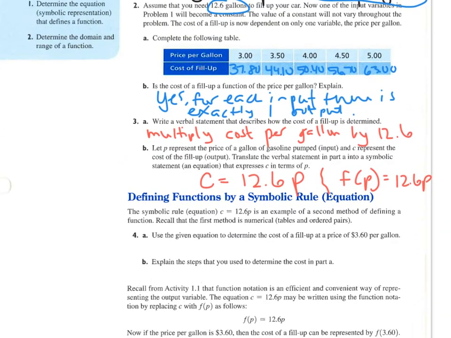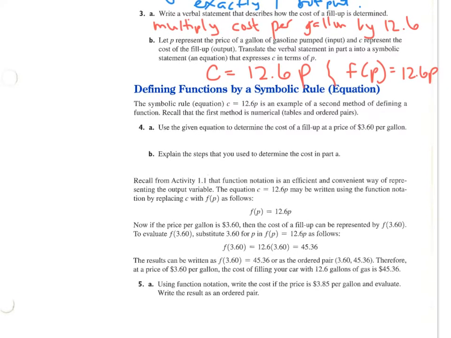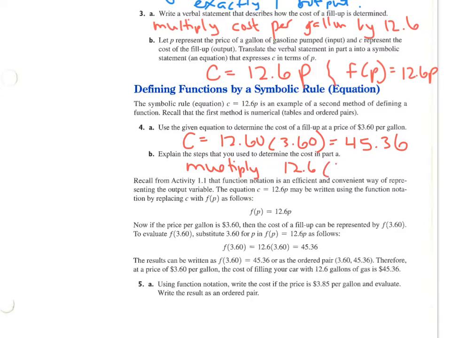So now here's our symbolic rule. We looked at it as a table first, and now we look at it as an equation, meaning in symbols, a symbolic rule. Now let's say we pick a different value. Using the given equation to determine the cost, if the cost per gallon is $3.60, our total cost would be $45.36. Explain the steps. This is really basic. We just multiply the 12.6 times 3.60. Not a very fancy equation here, very basic.